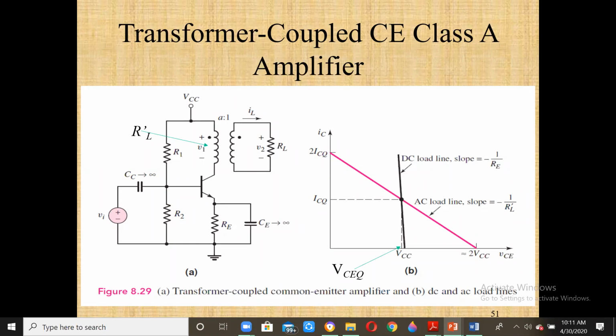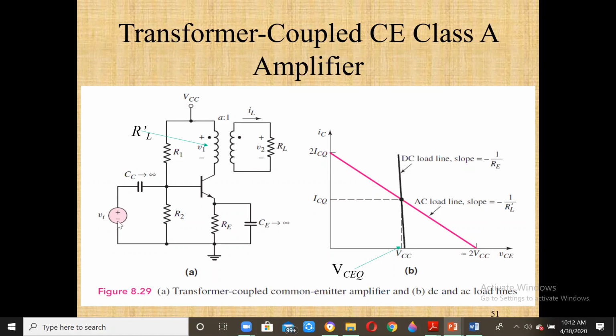Now this value of RE is generally chosen very small, and also the internal resistance of the transformer is very small, and hence we see that the current flowing through this is very large, and hence we have the DC load line, which is something like this. The DC load line will be like this, which corresponds to the slope of -1 by RE, as we are neglecting the internal resistance of the primary side of the transformer. Then the DC load line will be a straight line.